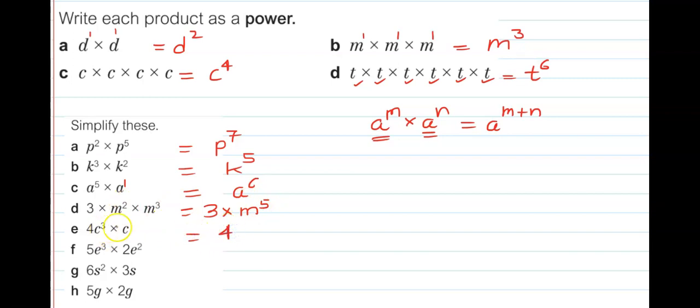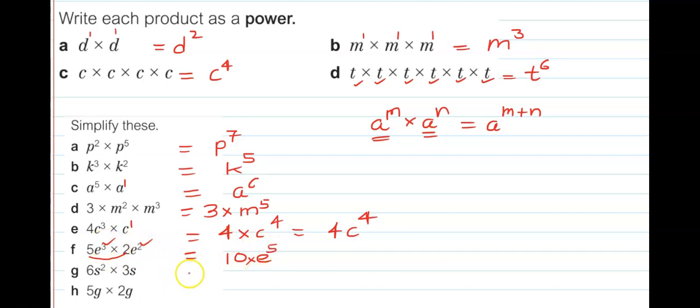C3, there is nothing, so it means 1 is there. So 3 plus 1 becomes 4. So either you write down like this 4 times C4 or you write down 4C4. Both are same. In this question, you multiply 5 with 2. So 5 times 2 is 10. Then E, if you want, you can put time sign. E, 3 here and 2 here. 3 plus 2 becomes 5.